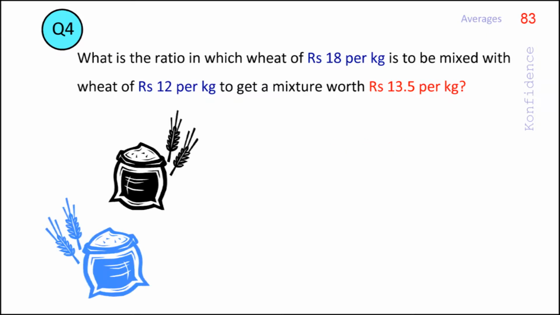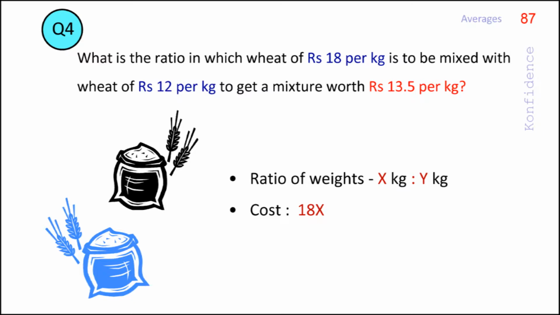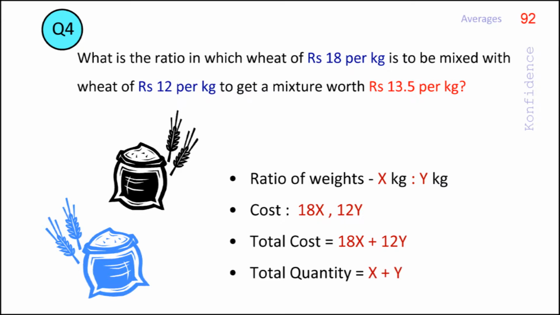Here, the weights are not given. Let us consider the ratio in which the two types of wheat are mixed as X is to Y. If we take X kilogram of type 1 wheat and Y kilogram of type 2 wheat, then the cost of each type would amount to Rs 18 per kilogram multiplied by X kilogram for type 1 and Rs 12 per kilogram multiplied by Y kilogram for type 2. So, the total cost of wheat would be 18 multiplied by X added to 12 multiplied by Y. And for that amount, we will get a total of X added to Y kilograms.